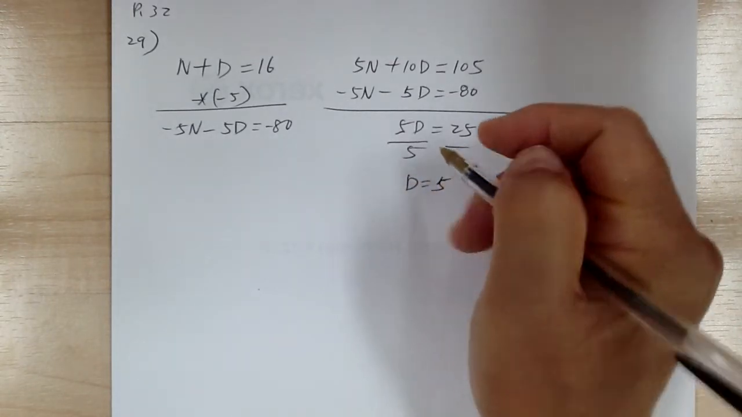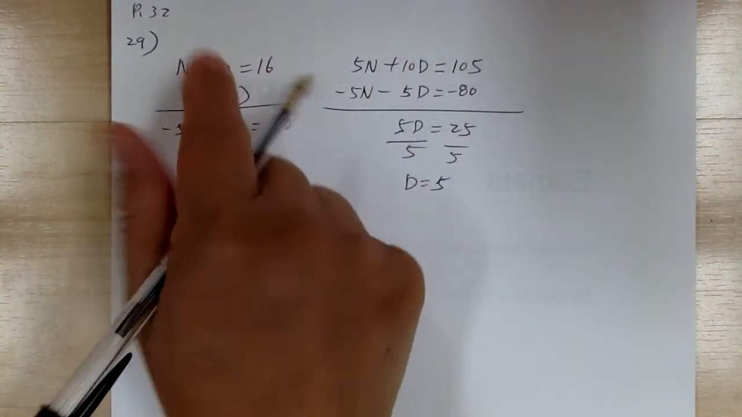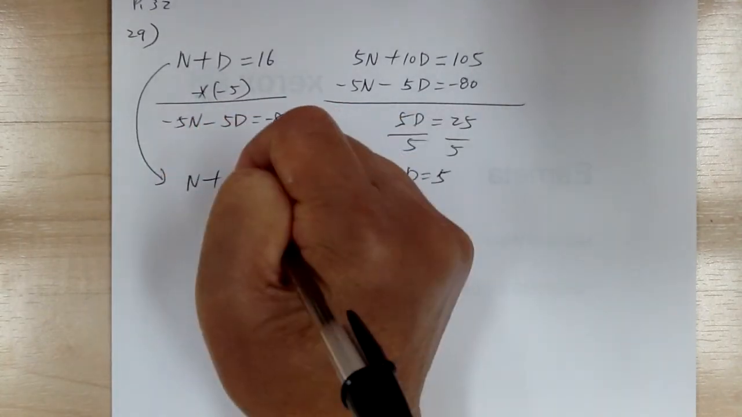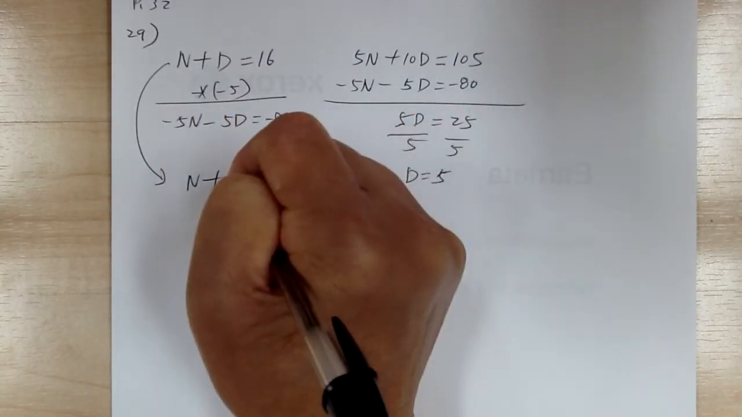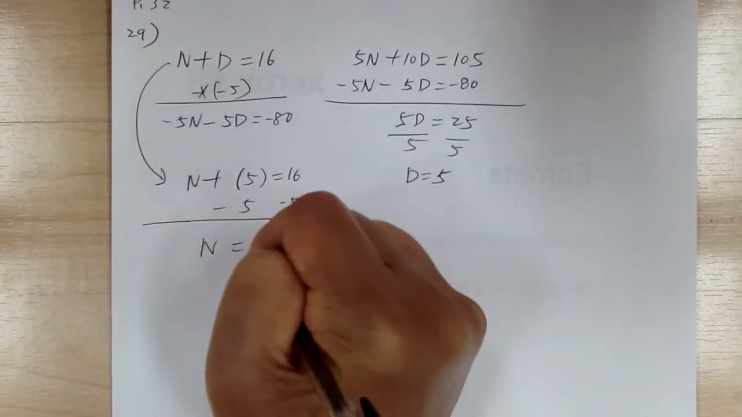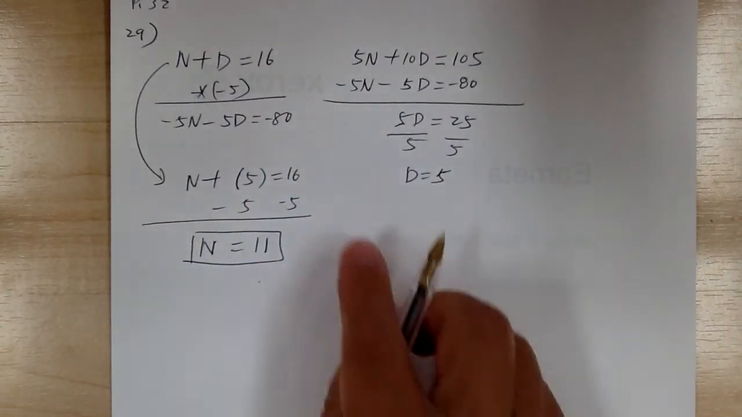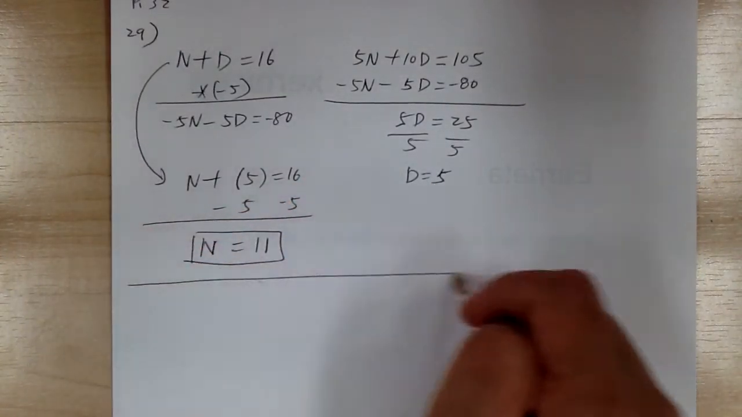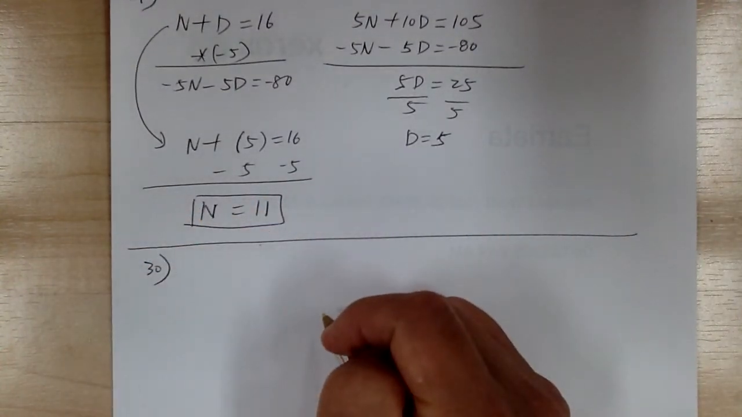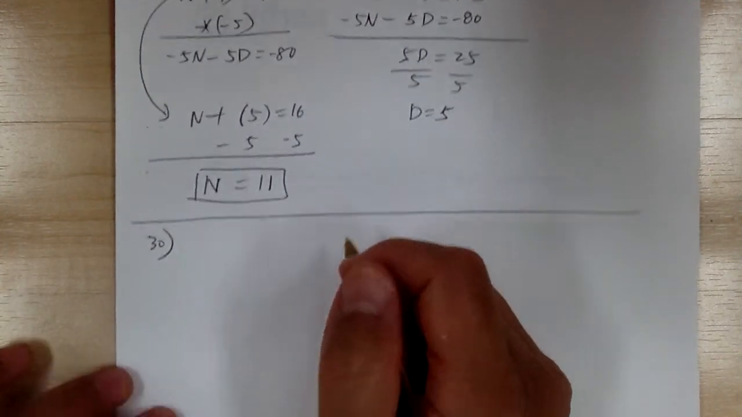Okay, but they ask you for the number of nickels, so you can use either equation. So this is the easier equation to use. Just go and substitute. So -5 on both sides. n equals 11, so there will be 11 nickels and 5 dimes. So make sure you read the problem carefully to answer the question. Okay, let's go to number 30. Okay, so number 30 is an H problem. So whenever you have an H problem, you want to make a table.